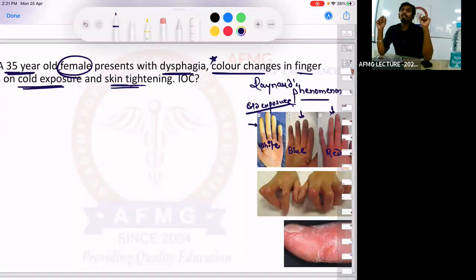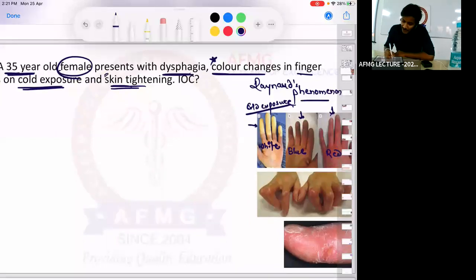So please remember, Raynaud's disease is nothing but primary Raynaud's phenomena. Raynaud's disease is primary Raynaud's phenomena when the cause is idiopathic and it is not associated with any other condition. Okay? So primary idiopathic Raynaud's phenomena is called as Raynaud's disease. Whereas secondary Raynaud's phenomena is associated with autoimmune conditions, like over here it is scleroderma. Okay? No issues with this? I hope so.